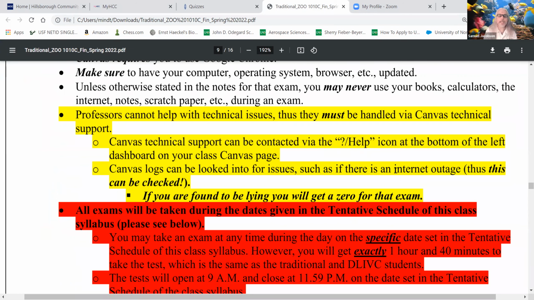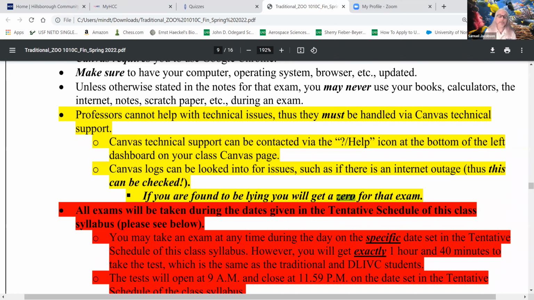And then don't play games. Don't say, well, I couldn't take the test because my internet went out. Okay? If that happens, you better verify it because all of this can be checked. Logs can be checked. You can't say, well, Canvas had an issue. I couldn't log in. That can be checked. I've had students try this. Didn't work. They failed. And getting a 0 on a test in this class is going to kill your grade.